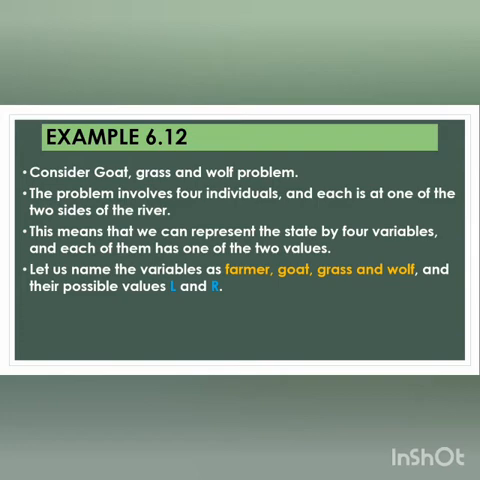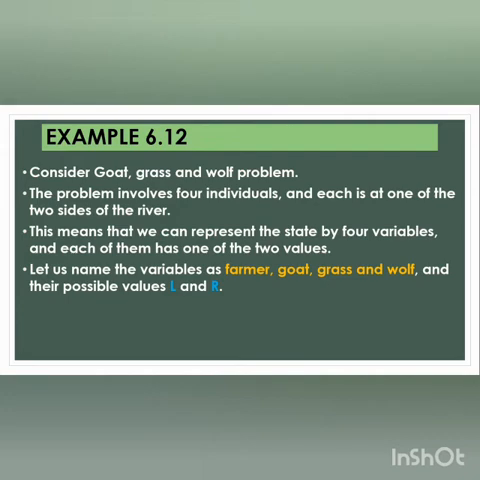Here, we have to represent the state by 4 variables and each one of them has one of two values. Here, the 4 variables are farmer, goat, grass and wolf. The farmer must be in the boat when crossing the river and he has to take any one along with him. So, along with him, one object can move. So, always 2 values will change. Now, let us name the variables farmer, goat, grass and wolf and their possible values are L and R.